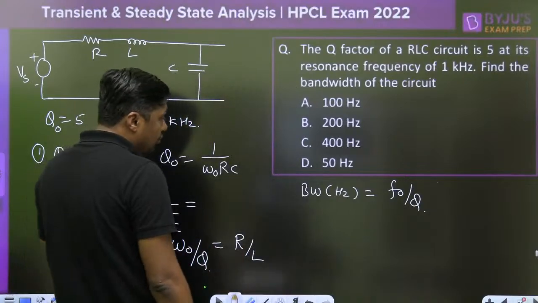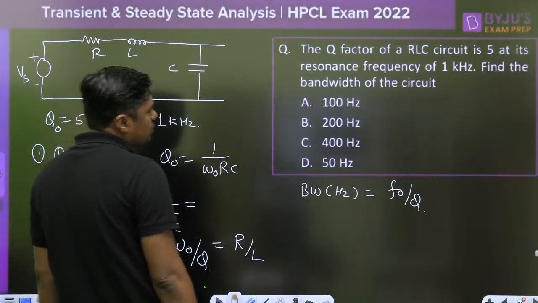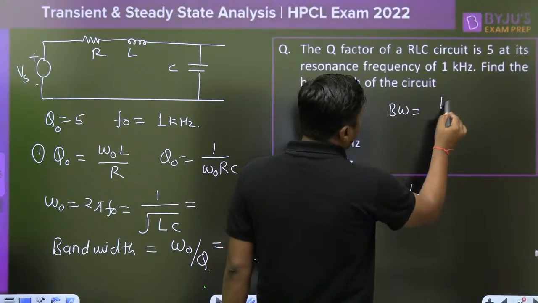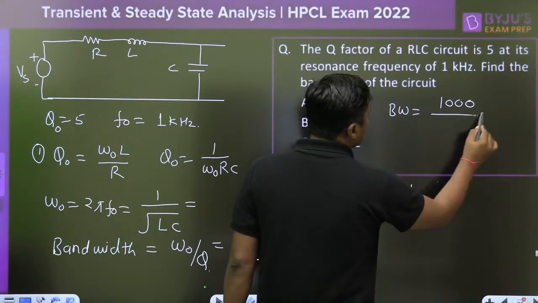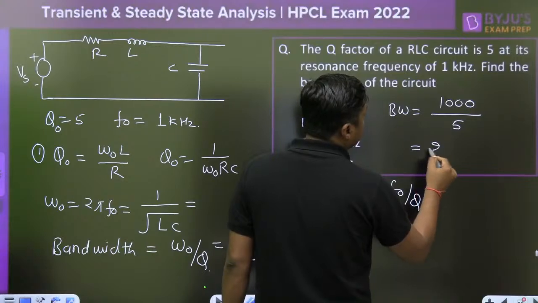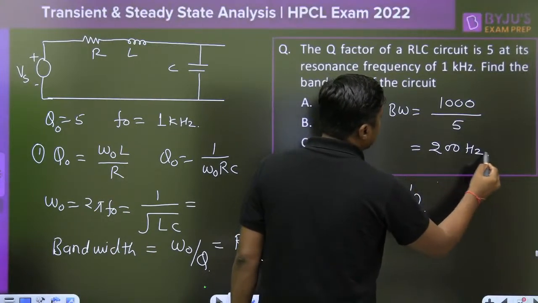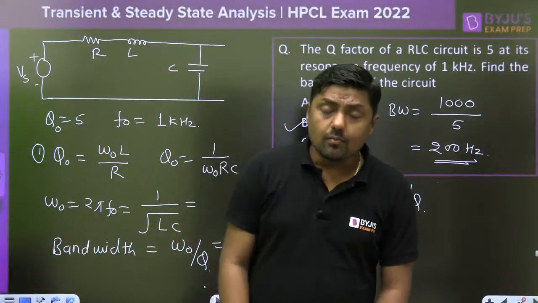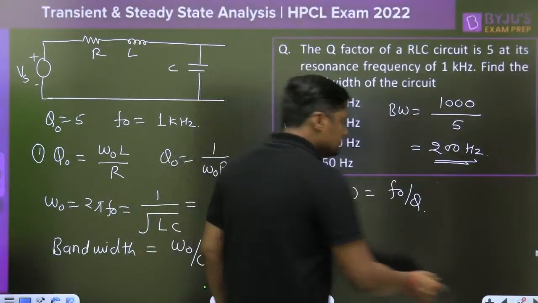So what is the answer for this question? Bandwidth is given by f0 by Q. f0 is 1 kilohertz, which means 1000 hertz, divided by 5. 200 hertz is the bandwidth for this question. And remember this diagram.